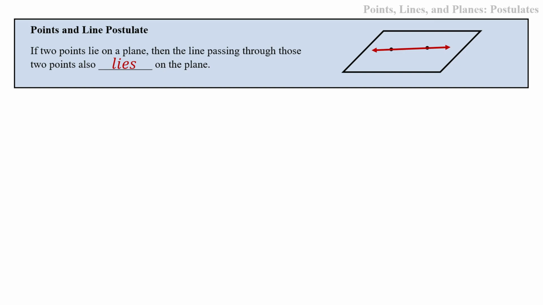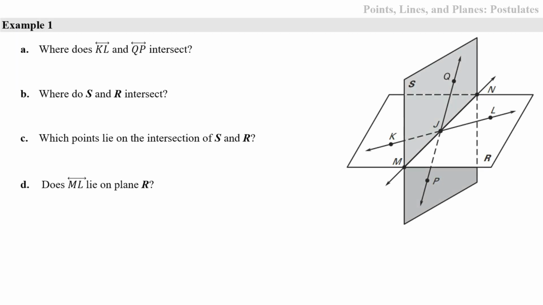That's why these are called postulates. We don't have to prove that the line is also going to be on that paper or that plane. Everybody agrees that it is. Okay. All right. For example, a little bit about intersections.